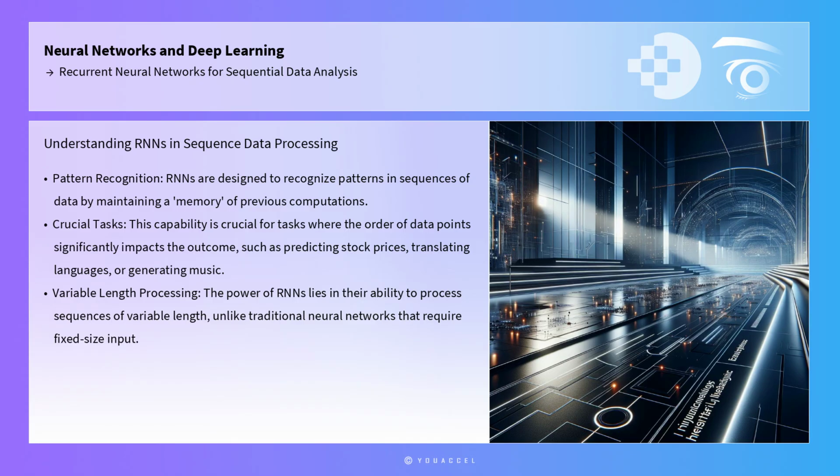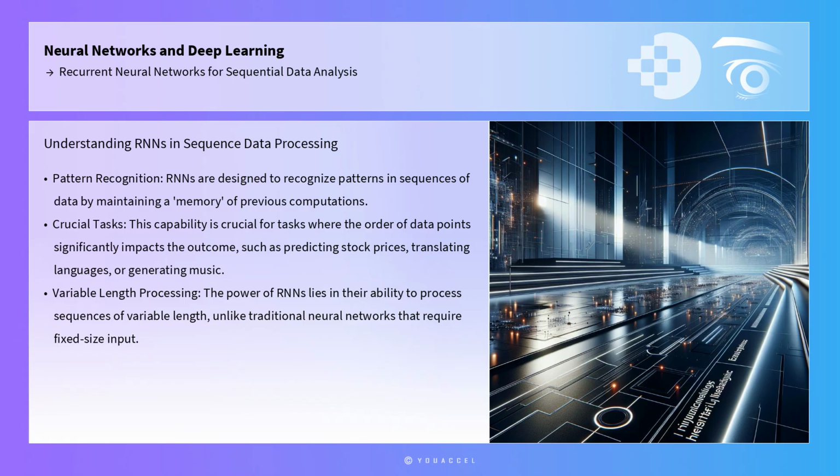RNNs are designed to recognize patterns in sequences of data by maintaining a memory of previous computations, which is achieved through loops within their architecture. This capability is crucial for tasks where the order of data points significantly impacts the outcome, such as predicting stock prices, translating languages, or even generating music.